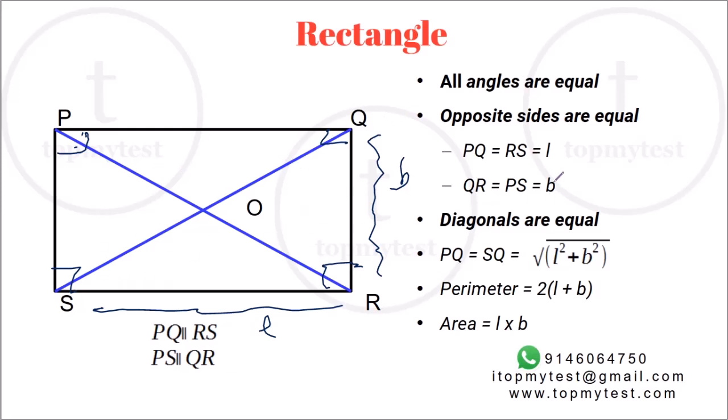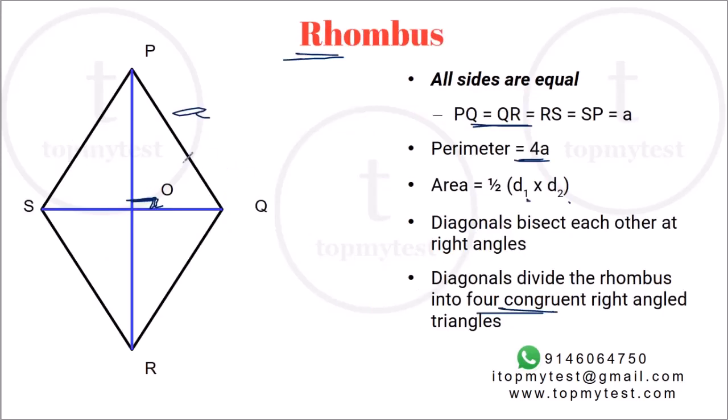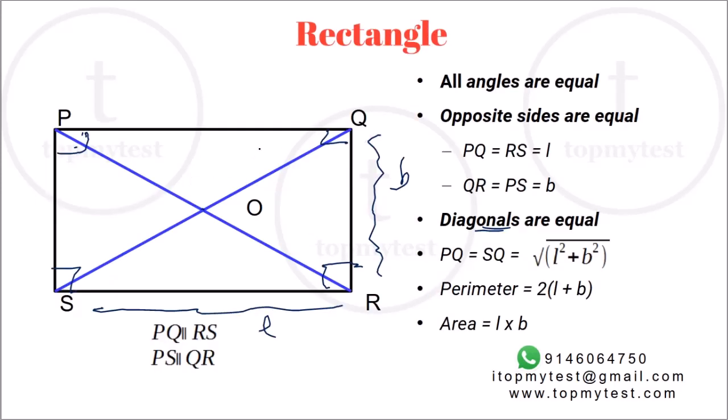The diagonals now become equal in length, but they don't bisect each other at a right angle. In a rhombus, the diagonals are not equal in length, but they bisect each other at right angles. In a rectangle, the diagonals are equal in length, but they don't bisect at right angles. They bisect, but not at right angles. The length of the diagonal can be found using the Pythagoras theorem, and then the perimeter and the area can be found as well. Pretty common knowledge when it comes to rectangles.